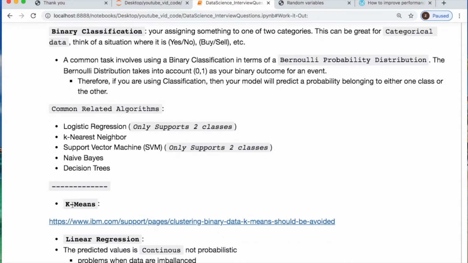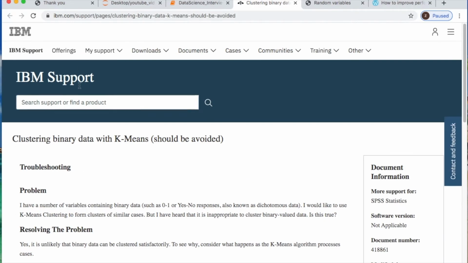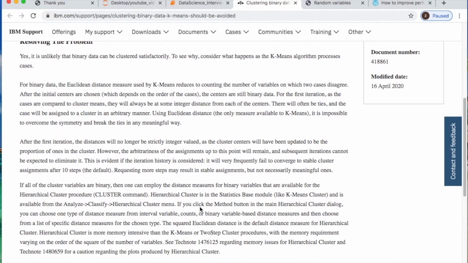We also have k-means, but is that really good for doing some kind of binary classification? So let's go in here through IBM and we'll cut through the nitty-gritty real quick and make a few points. When you're using k-means, you're basically trying to initialize some centers, okay? And after your first iteration, you end up in a situation with your distances. And because of this, when you're trying to do a reassignment, you're going to arbitrarily set this up.